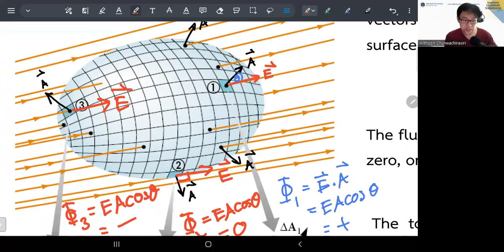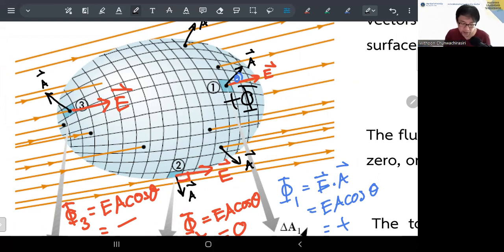Do you see that? Look on the right, area number 1, the flux is positive, right? This is a positive flux. It means the electric field is coming out. The electric field is trying to escape from the inner volume.